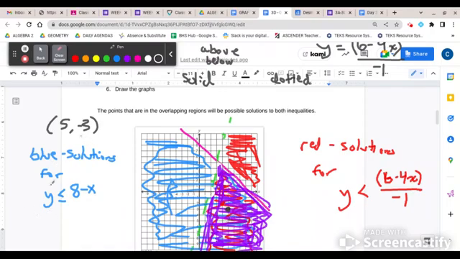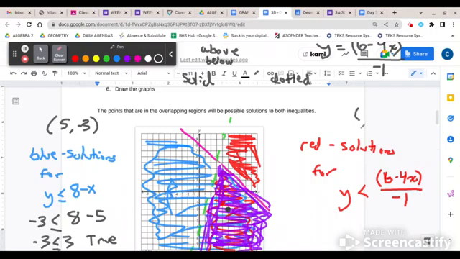So if we have negative 3 less than or equal to 8 minus 5. So we'll plug in 5 for x, negative 3 in for y. So here we have negative 3 less than or equal to 8 minus 5, which is 3. Well, that's true. So 5, negative 3 works for this function.